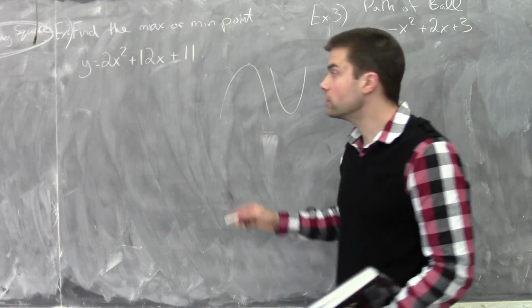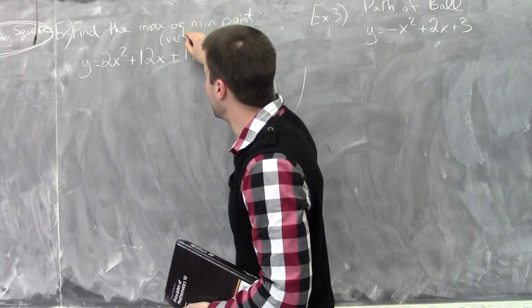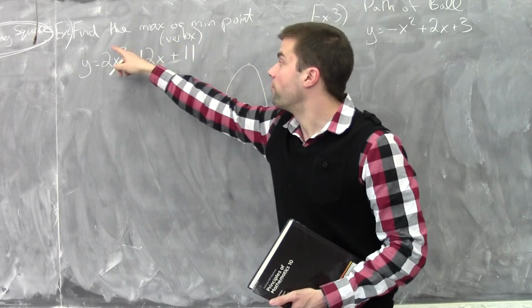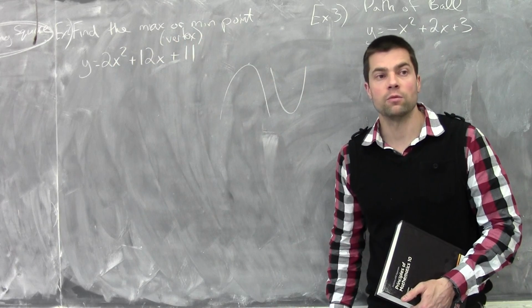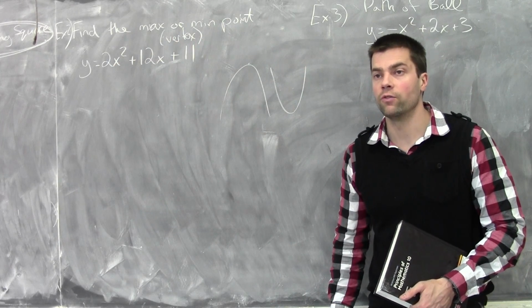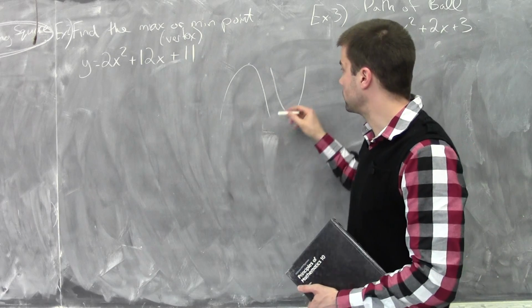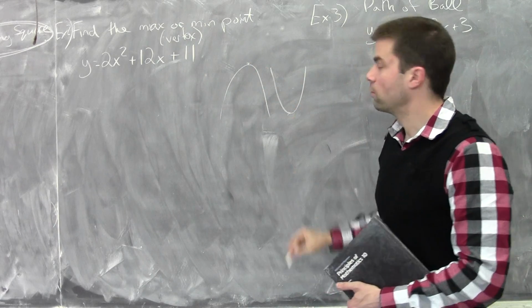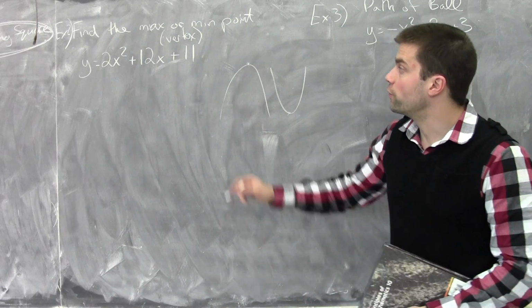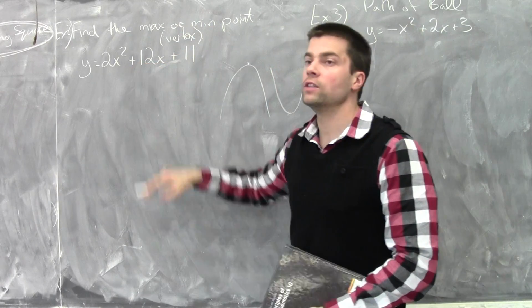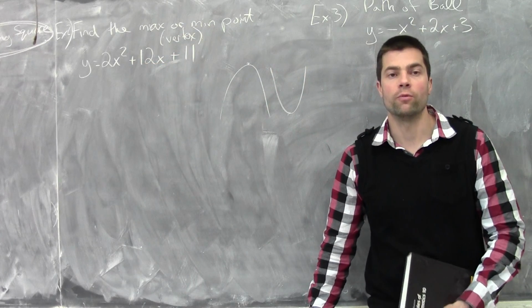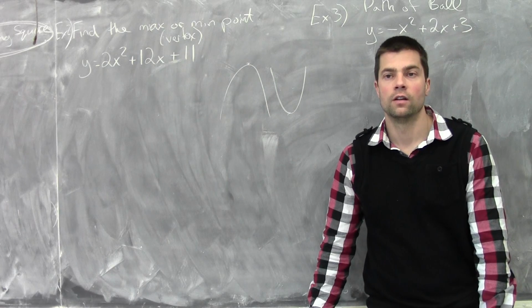Vertex? Yeah, the vertex, exactly. That's all I'm asking here. Okay? Find the vertex, the maximum or minimum point. It's a fancy way of saying find the vertex. Okay? Because we know the vertex is always going to either be the max or the minimum. So if it says find the vertex, how would you guys find the vertex of this? There's a couple ways to do it.